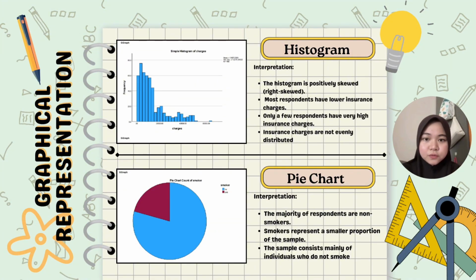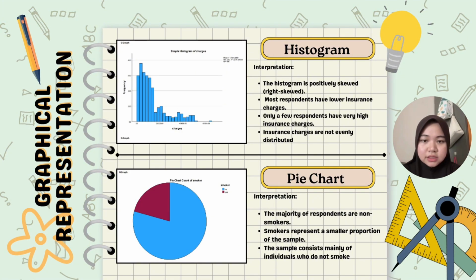From the graph, we can see that the distribution is positively skewed, or right skewed. This means that most respondents have lower insurance charges, while only a small number of respondents have very high charges. The data is not evenly distributed because there are a few extreme values that form a long tail on the right side of the graph. Next, we have the pie chart showing the smoking status of the respondents.